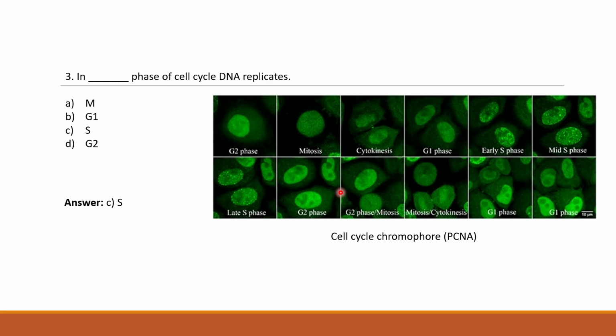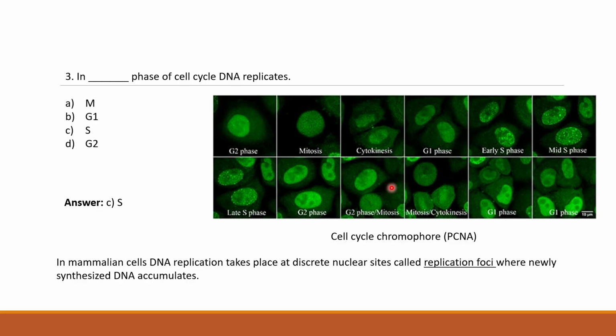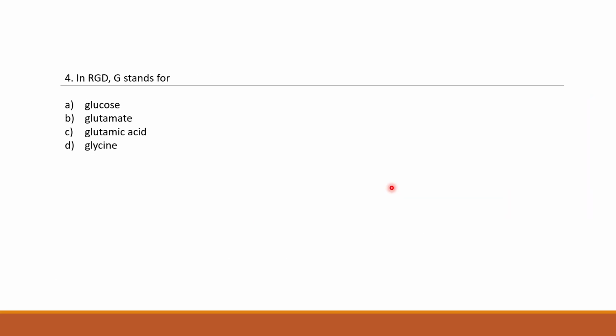Okay, next is in RGD, G stands for what? Anyone? Anybody? Okay, this is a tough one. So G stands for glycine. You know the single letter nomenclature for amino acids, right? What does G stand for? What does K stand for? What does R stand for? So the answer for this is glycine.